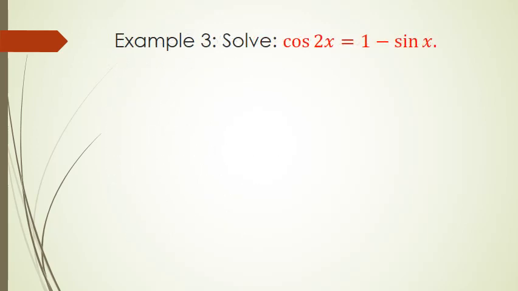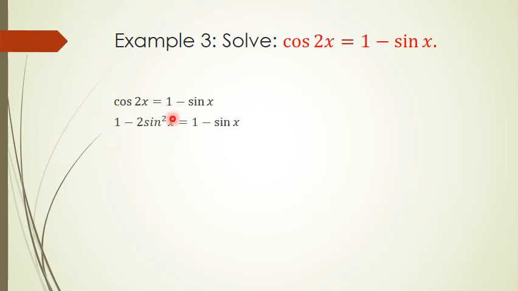Example number 3. Solve cos 2x equal to 1 minus sine x. Studying the equation, we observe that the one which is easy to substitute for is cos 2x, and it is the one which has a formula with 3 alternatives. Now we'll be guided by that, because in equations it helps to have the equation in only one function. So we want the equation to be in sine x only, so we will choose the formula for cos 2x which involves the sine function only.